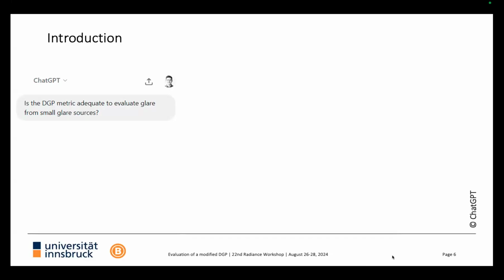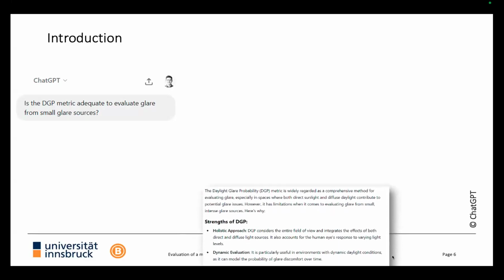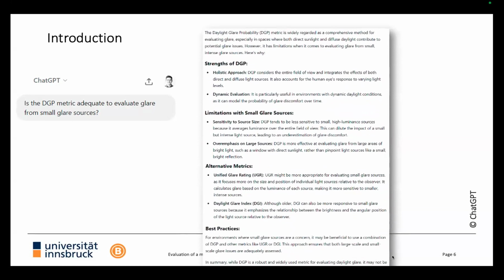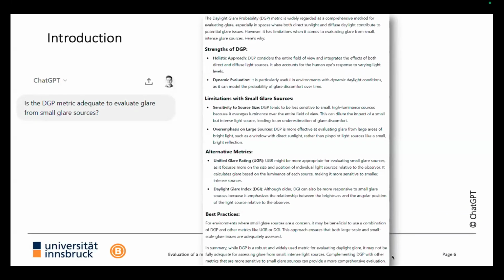I also asked, is DGP a metric that is adequate for small glare sources? And raising the next question, also here, the strength of the DGP, limitations with small glare sources. So there, ChatGPT has an opinion on that. But it's an interesting one. Sensitivity to source size: DGP tends to be less sensitive to small, high luminance glare sources because it averages luminance over the entire field of view. It was new to me.